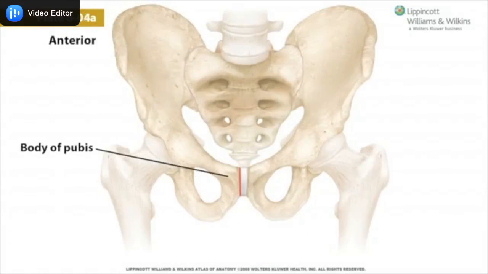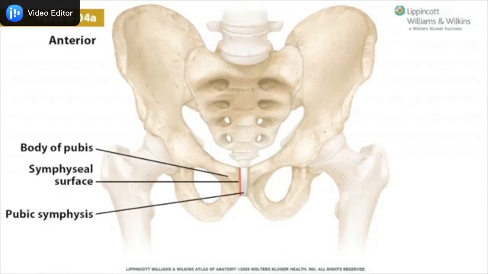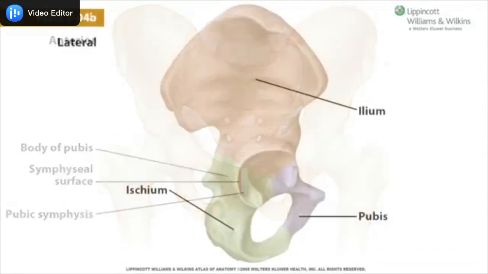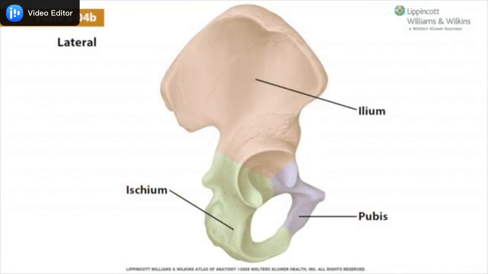The medial side of the body of the pubis is the symphysial surface, the articular surface for the pubic symphysis, a joint between the right and left hip bones. The socket for the hip joint, which is located on the lateral sides of the os coxae, receives contributions from the ilium, the ischium, and the pubis.